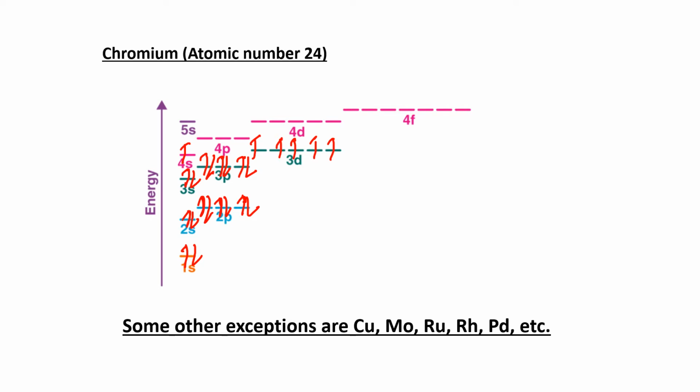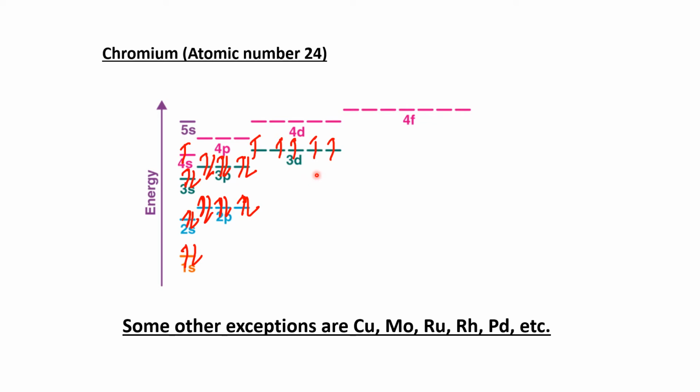This is because the 4s and 3d both are half filled, because 4s can accommodate a maximum of 2 electrons, and here you can see that it has 1 electron. And 3d can have a maximum of 10 electrons, and here for chromium it has 5 electrons. So it means that 4s and 3d both are half filled, and the half filled as well as fully filled orbitals are the most stable orbitals.